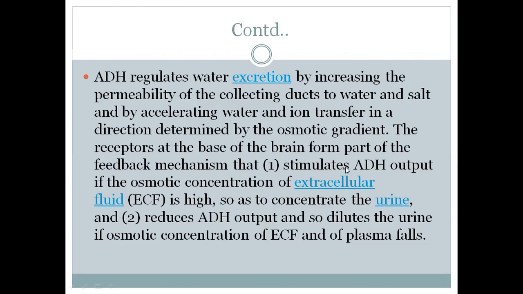It serves to control the osmotic gradient of the body. It serves to control the osmotic content of blood. The more the antidiuretic hormone, the more urine is going to be conserved.